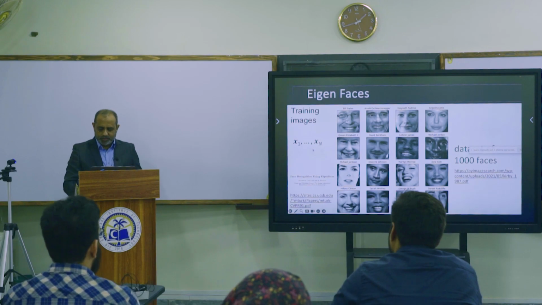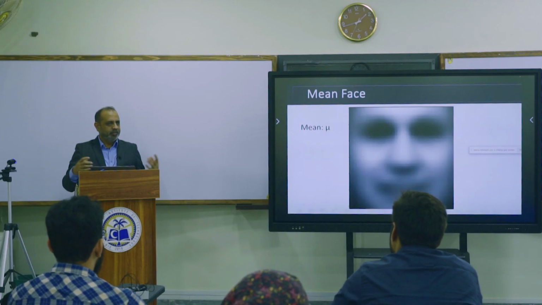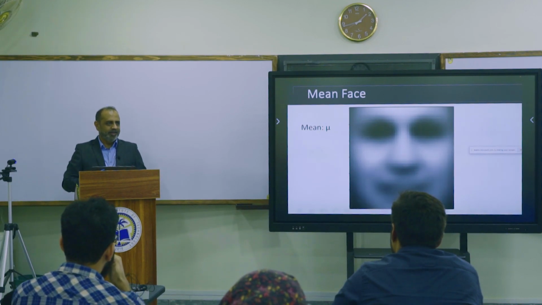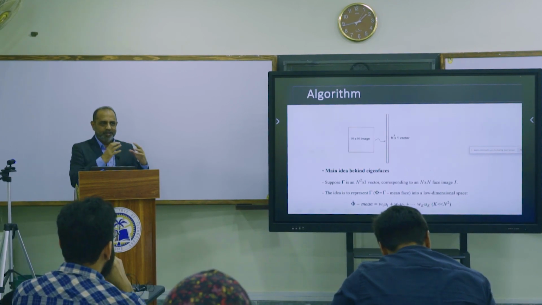You add all of the faces together, and if there are 1,000 faces, divide by 1,000. So this becomes the average face. It still looks like a face, but this is the average of all the faces in the database. It's the mean face, the average face. You can't even tell whether it is a male or a female, but it is a mean face.